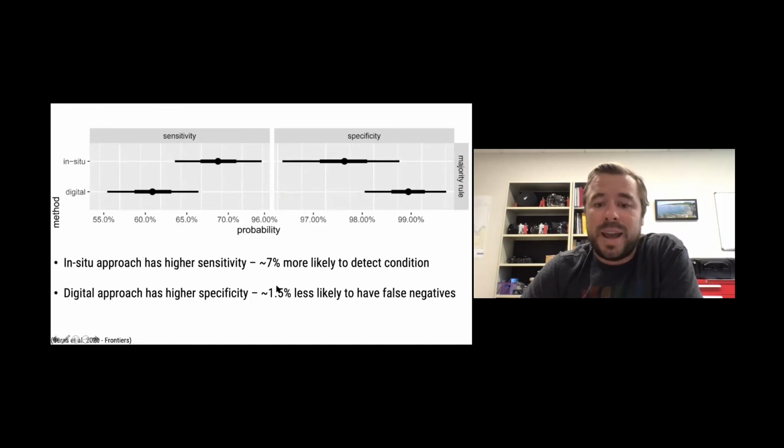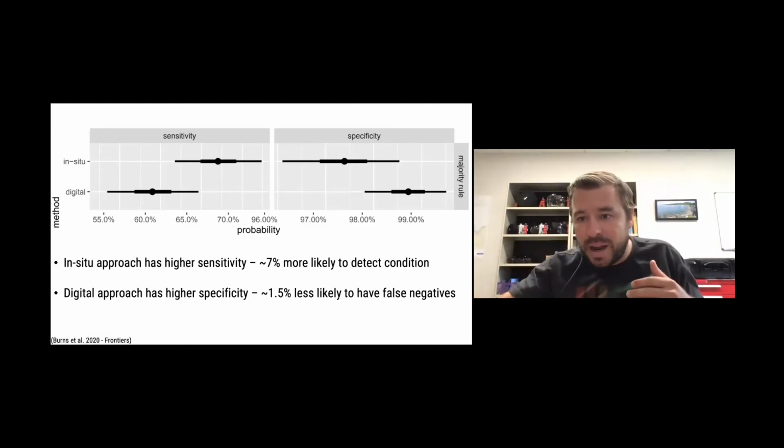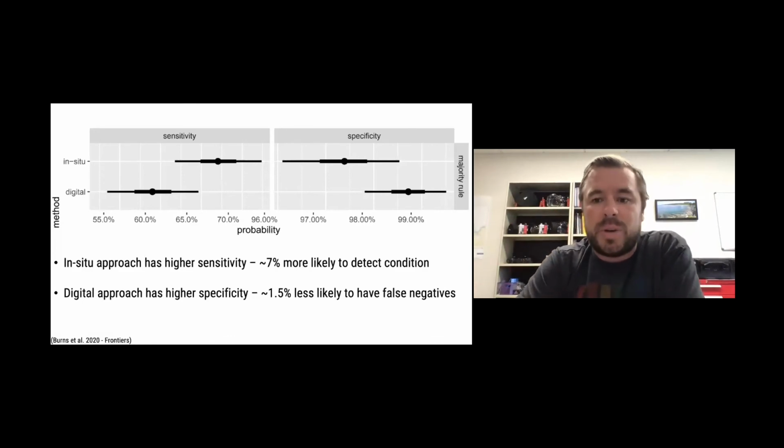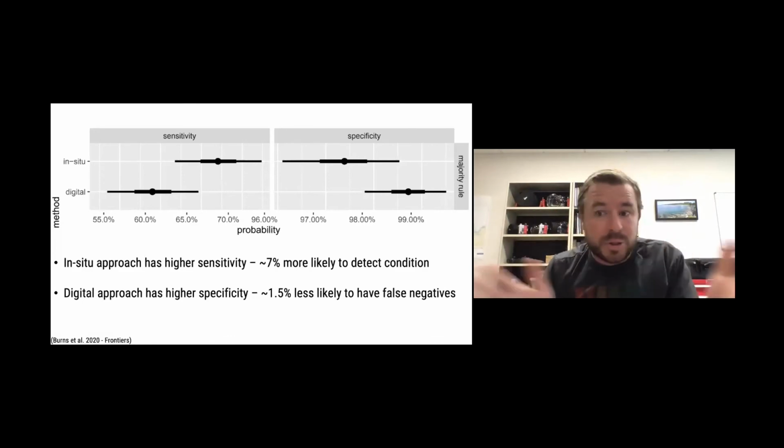So you're about 1.5% less likely to have a false positive if you do it digitally, presumably because you've got more time, right? You have that ability to sit there, look at it, and be really careful in your analysis. And you're probably more likely to detect it in the field because, like I said, you're able to look closely, look around, actually have your eyes right there. Even though those 3D models are high resolution, they don't capture everything perfectly.